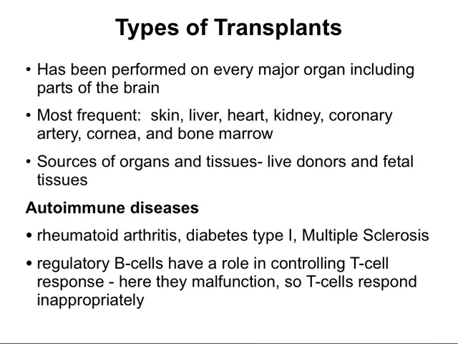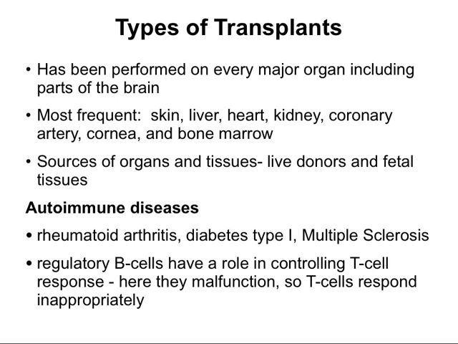There are a couple of different types of transplants offered too. And here's a really interesting statistic. Back in 2007, there were 180,000 people that were living with functional livers, kidneys, or hearts from transplants. Pretty amazing statistic. Transplants have been performed on pretty much every organ, including parts of the brain, but the most frequent we see are skin, liver, heart, kidney, coronary artery, corneas, and bone marrow. Sometimes these come from live donors. Sometimes they come from deceased donors and even fetal donors.